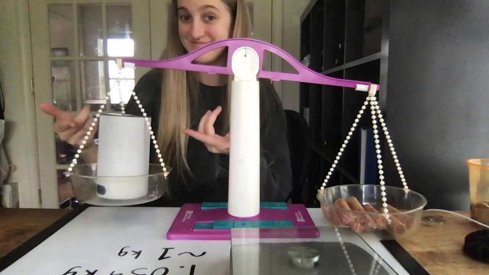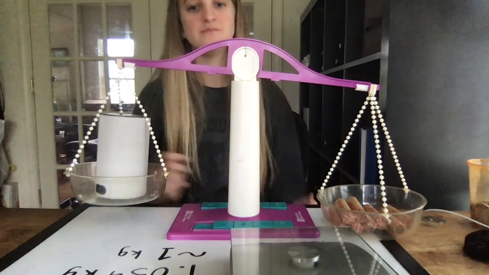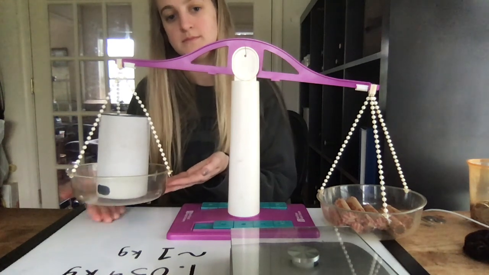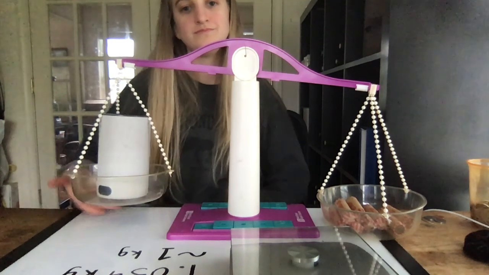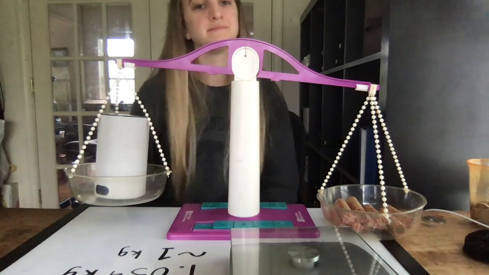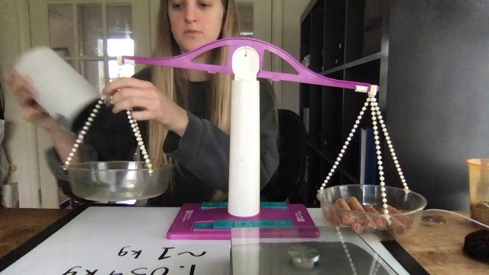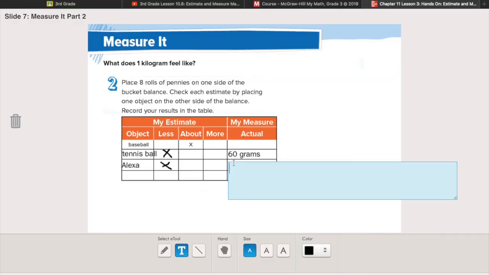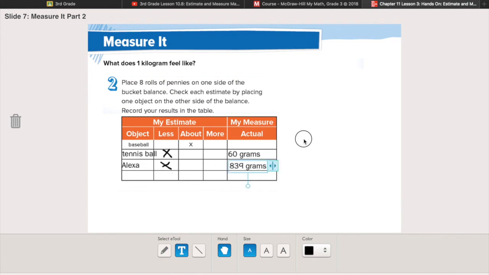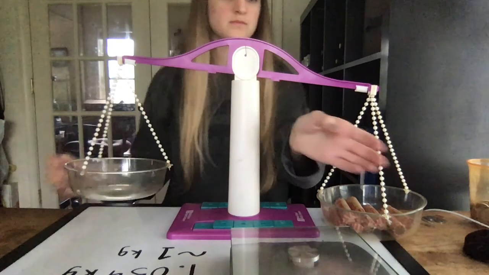So here I go. I'm going to put it into the scale and I'm going to watch what happens. And it didn't go down. See how the pennies are still all the way down and this is lifted. You can see I can put my hand right underneath and it's not going down. So the pennies are definitely heavier. The pennies have a larger mass than the Alexa. And when I put Alexa on my other scale, I found out that she weighed 839 grams, which is almost 1,000, right? So it's close to a kilogram, but not quite.